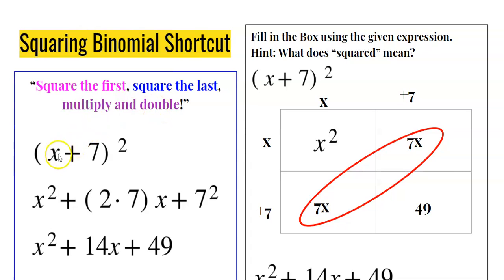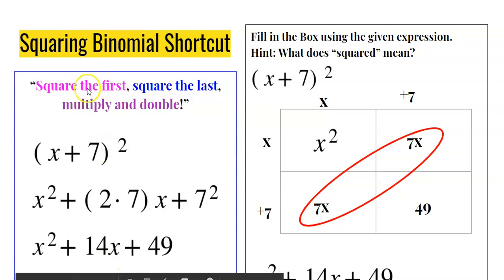What that means is square the first term in your binomial, so that'll give us x squared. Square the last term in your binomial, which is your 7. 7 squared is 49. Multiply both terms. 7 times x is 7x. And double. 7x times 2 is 14x. So here's my square the first, square the last, multiply and double. So you end up with x squared plus 49 plus 14x, which notice is the exact same answer we got on this side, even though it's slightly cut off.